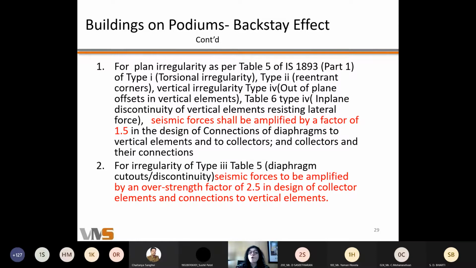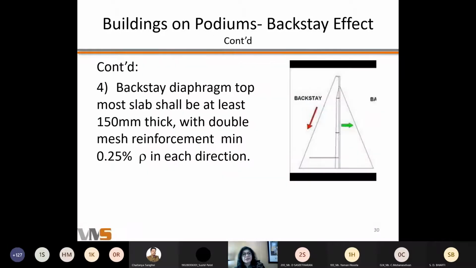Some of these kinds, whether it's torsional irregularity, certain kinds have been specified. The seismic forces have to be amplified by a factor of 1.5 for designing of the connections of the diaphragms to the vertical elements and to the collectors and so on. And for irregularity of the diaphragm cutouts, which is a very major thing, the seismic forces have to be amplified by an overstrength factor of 2.5 in the design of collector elements and connections to vertical elements. So these are nuances. Have a look at all of these clauses.